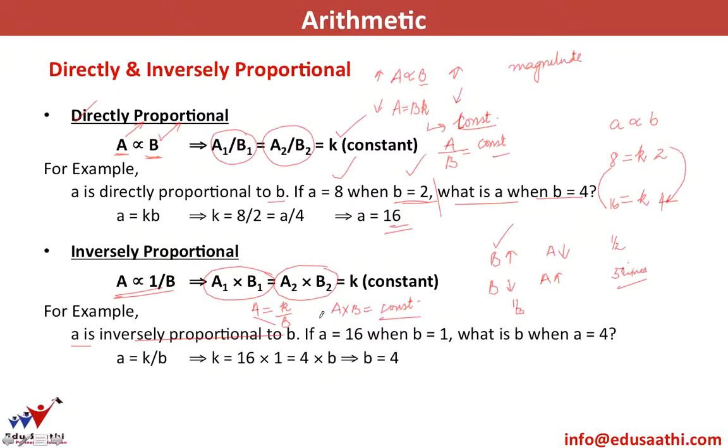A is inversely proportional to B. If A is equal to 16 when B is equal to 1. So when B is equal to 1, A is 16. I'll just look at A is inversely proportional to B. Perfectly alright. What is B when A is 4? Now look at it. I can do it orally. A has reduced by 4 times. B will increase by 4 times. So my answer would be B is equal to 4. However, if you want to put in the formula, you can put in the formula and get your answer as well.